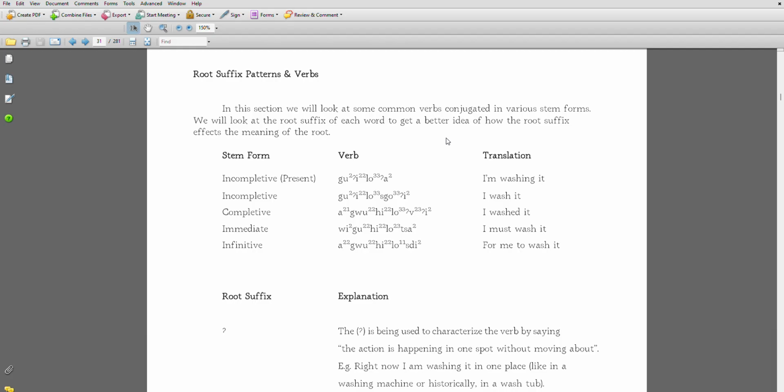So our first stem form is the incompletive present, gu'ilo'a. Here, I'm washing it. Incompletive, gu'ilosko'i. I wash it. Completive, aguhilo'ai. I washed it. Immediate, wiguhiloja. I must wash it, or let me wash it. Infinitive, aguhilosti. For me to wash it.